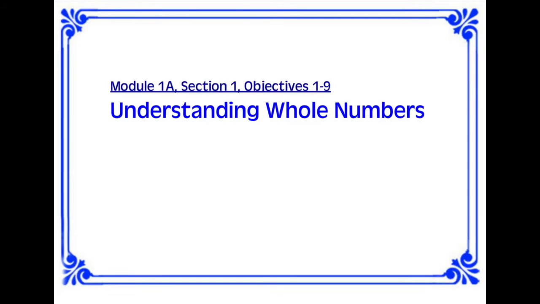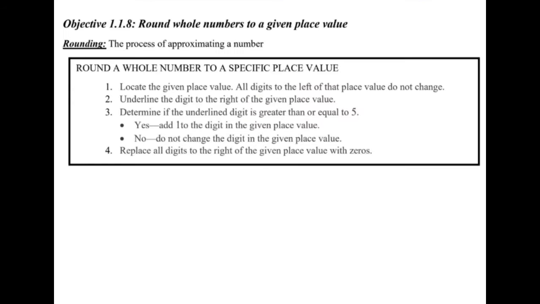Module 1, Section 1, objectives this time are going to be 8 and 9. For objective 1.1.8, we're going to be rounding whole numbers to a given place value. So rounding basically is the process of approximating a number. So they give you a number and you say, oh, that's about blah, blah, blah.